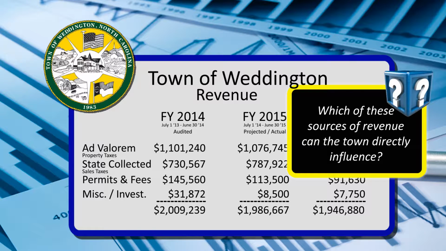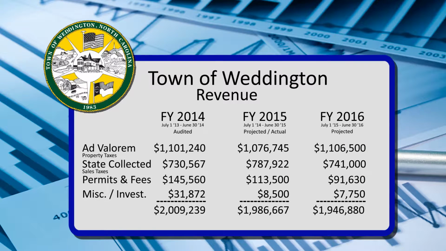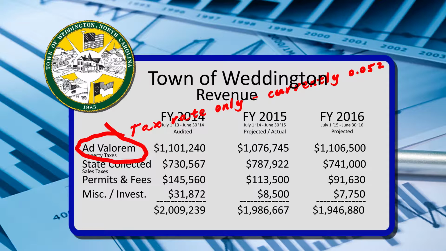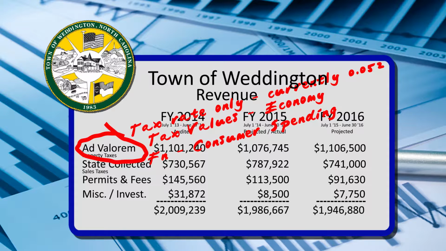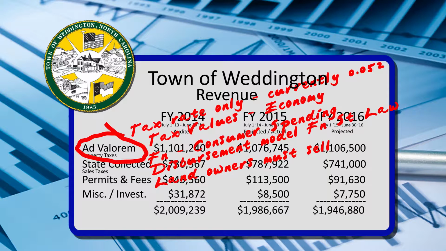Oh, awesome question. Someone hand me that pen. Only ad valorem or property taxes, and only the property tax rate, currently 5.2 cents per hundred. Taxable value is a function of the economy. Sales tax revenues are a function of consumer spending, and the disbursement algorithms are governed by state law. Zoning and permits are a function of landowners' desire to sell and developers' desire to build.